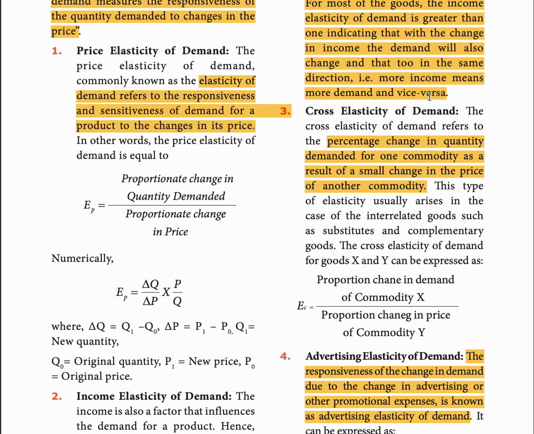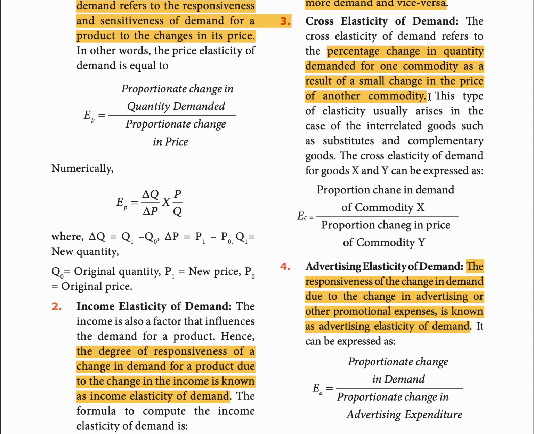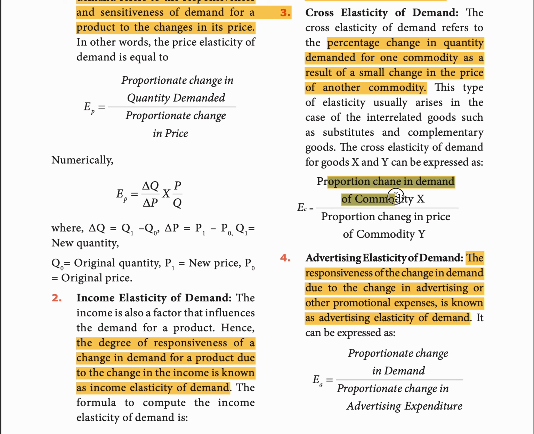The cross elasticity of demand. What is cross elasticity? It is the percentage change in quantity demanded for one commodity as a result of a small change in the price of another commodity. So, proportional change in demand of commodity X upon proportional change in price of commodity Y. Suppose with the price change in one commodity, there is a change in the quantity demanded of another commodity. That comes under the cross elasticity of demand.